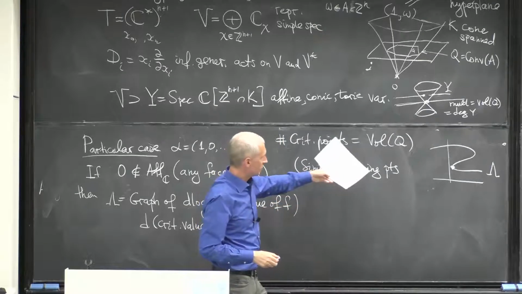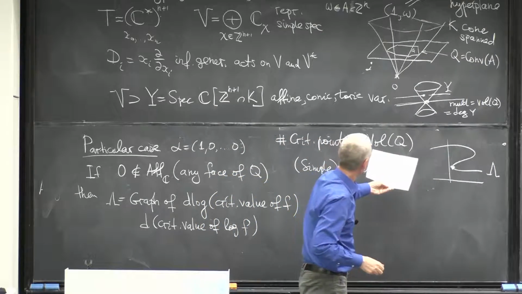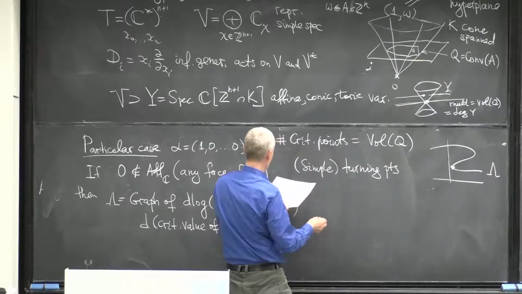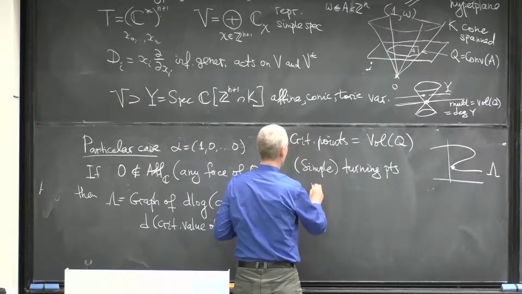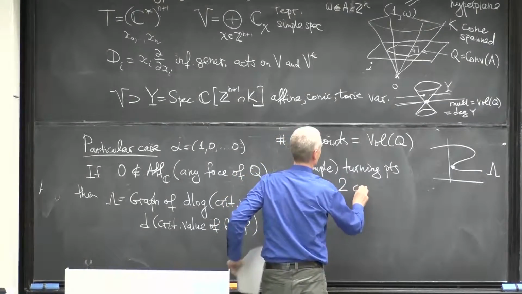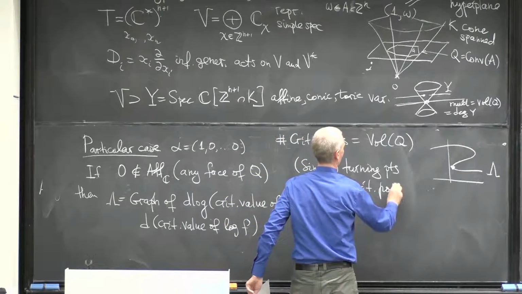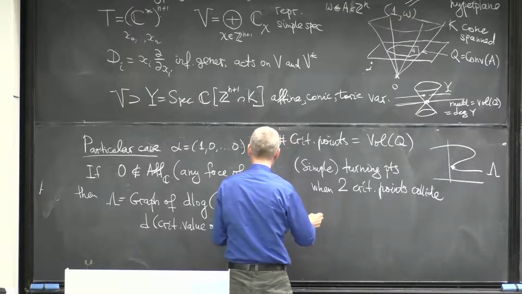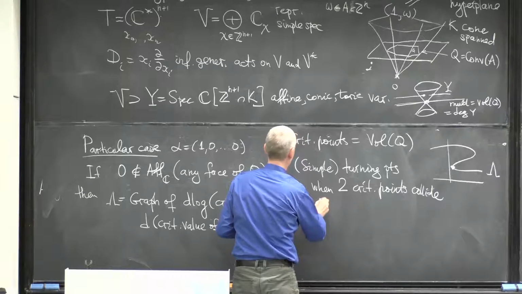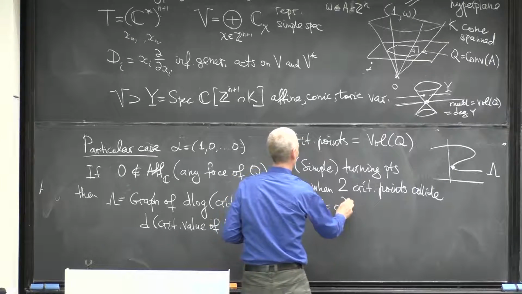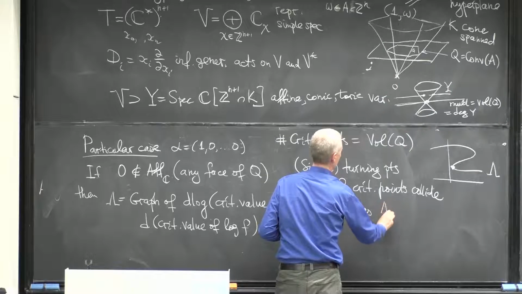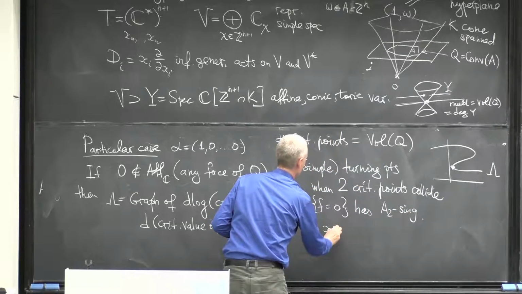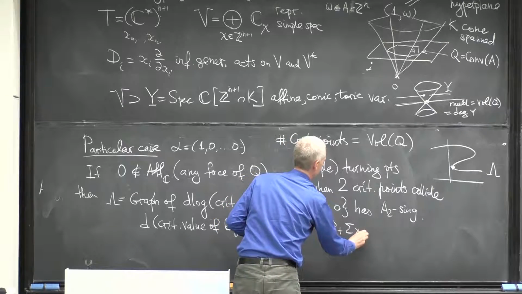So this is similar to what Jan was talking about. It's the situation when two critical points collide in the simplest way. So when two critical points collide and form an A2 singularity, it would be something like x1 cubed plus some xi squared.